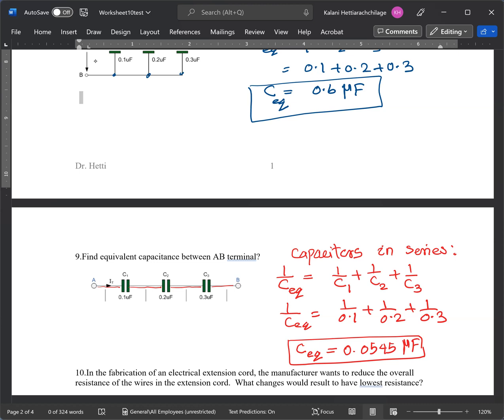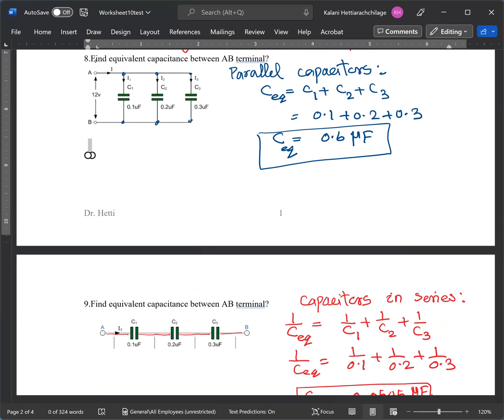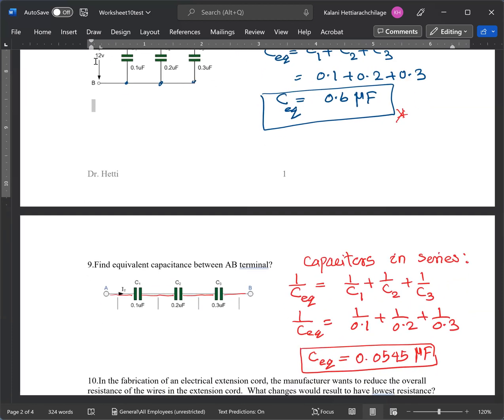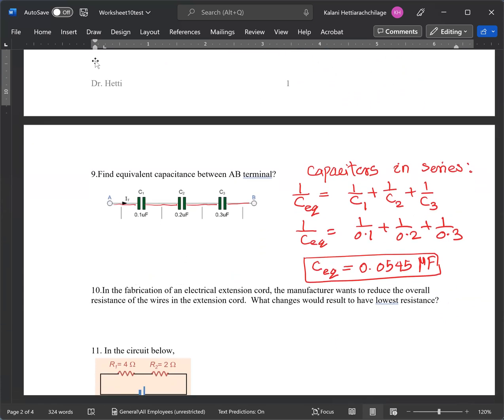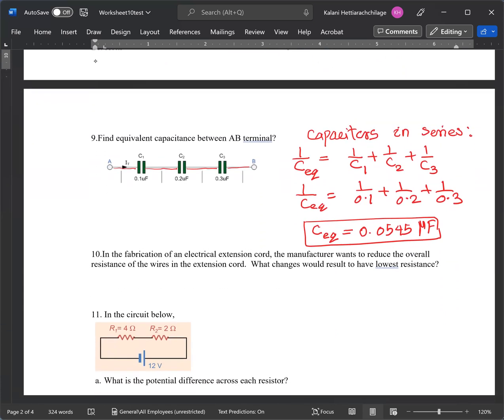right? So now it's very important that when you have capacitors in parallel, as you saw earlier, the new capacitance you are finding is greater than each of the capacitors that you are adding. 0.6 is greater than all of them. And here your equivalent capacitance is less than all of the capacitors, less than the 0.1, 0.2, and 0.3, right? That's important. Okay, let's move into number 10.